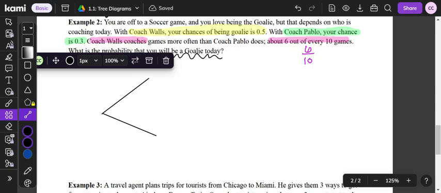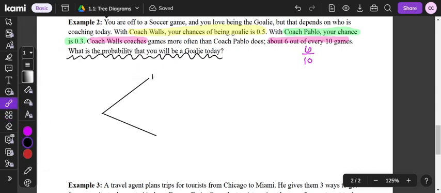Okay, so I'm going to put W for Walls, and I'm going to put P for Pablo here. Okay, cool. And we know that Coach Walls coaches games 6 out of every 10 times. So the W branch is going to say 6 out of 10. In other words, that is 0.6.